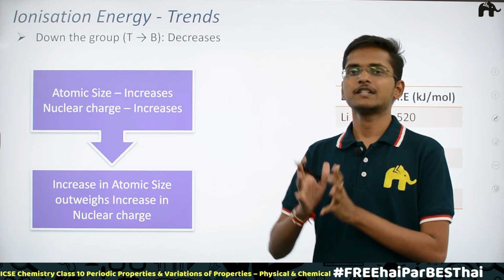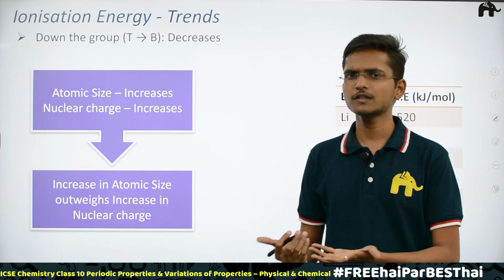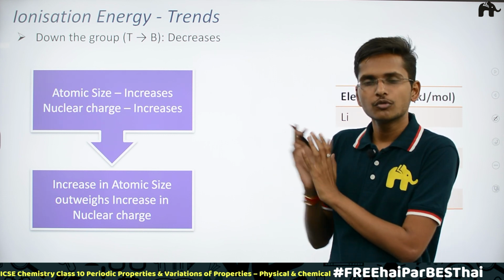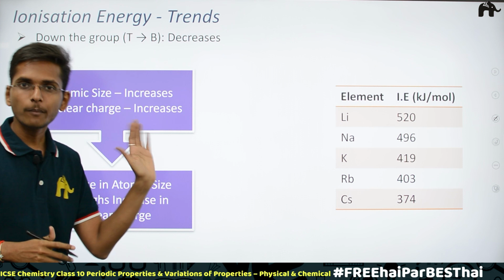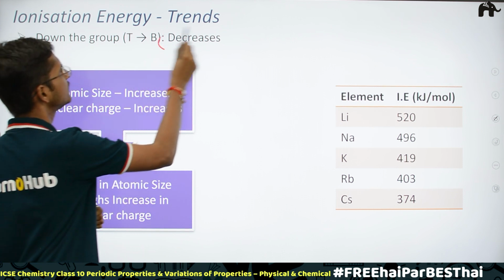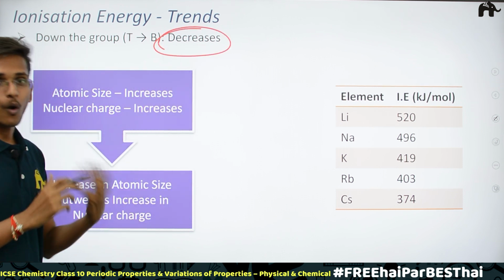So now let's see the trends of the ionization energy. First is down the group. Let's see what happens to the ionization energy when we move down the group from top to bottom. So it is decreasing. Now why is it decreasing?